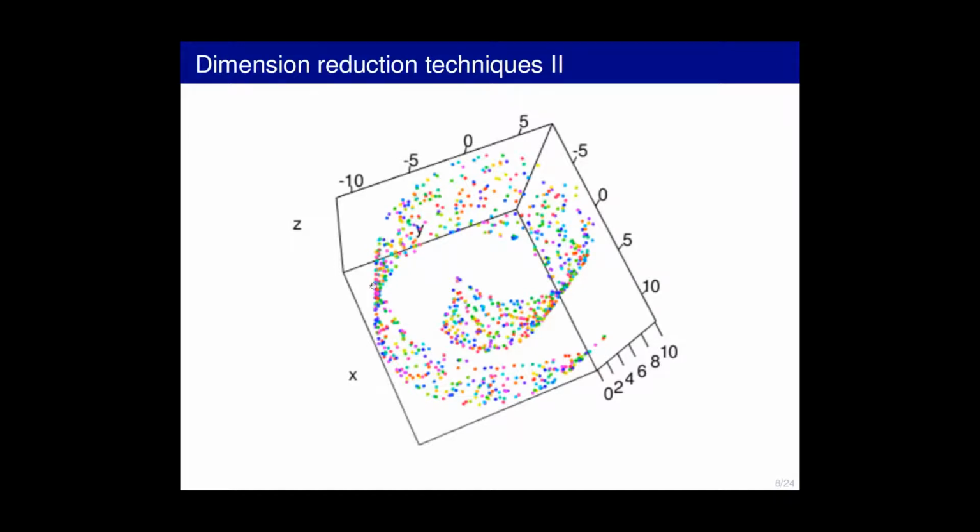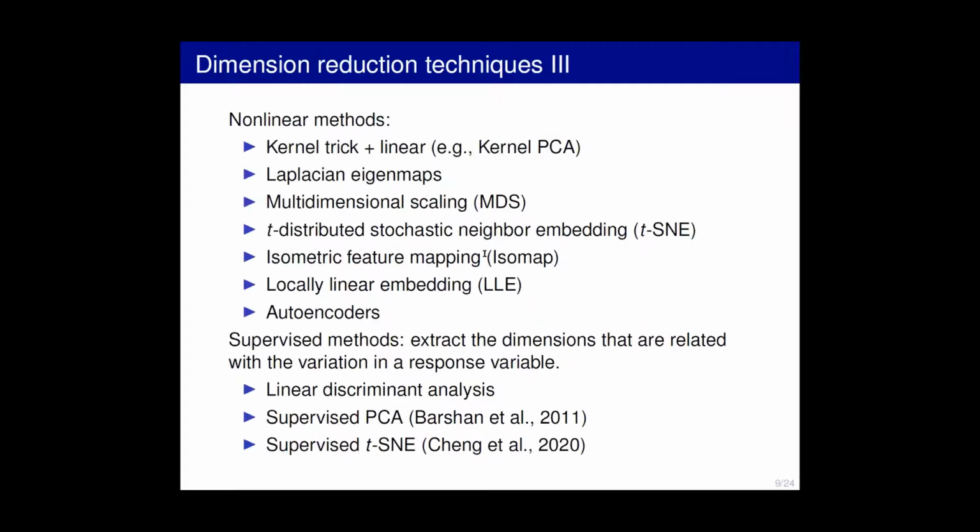Right? This one right now is a curve. So if you can apply dimension reduction, you can get just a two-dimensional representation. In order to do that, we need a nonlinear method. There are many nonlinear methods. The first way to do nonlinear dimension reduction is to just use the kernel trick plus some linear method.